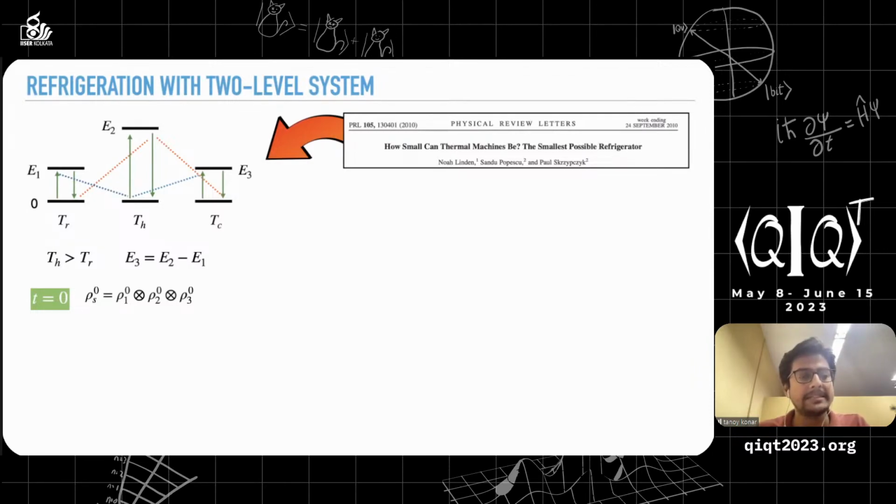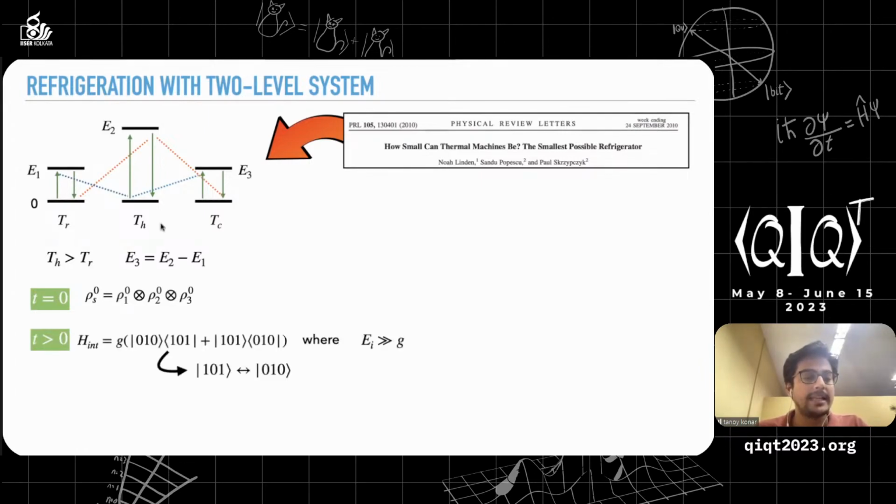And they have taken such E3 operation because they want to build an autonomous quantum absorption refrigerator. That's why they have taken all the values in such a way. And then at t greater than 0, they introduce this interaction. Why is this interaction taken? Because 0 is the ground state and 1 is the excited state. And by the application of this interaction, they actually change the population of the ground state. So the population of the ground state is getting higher with the application of this H interaction.